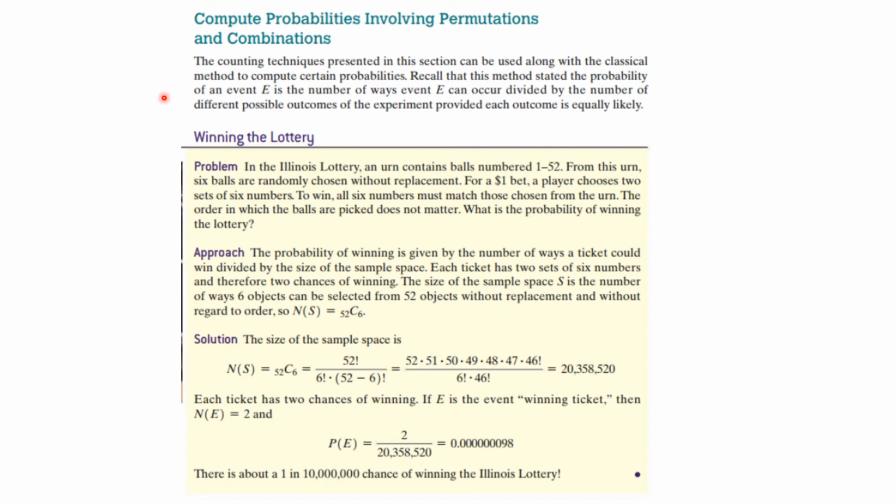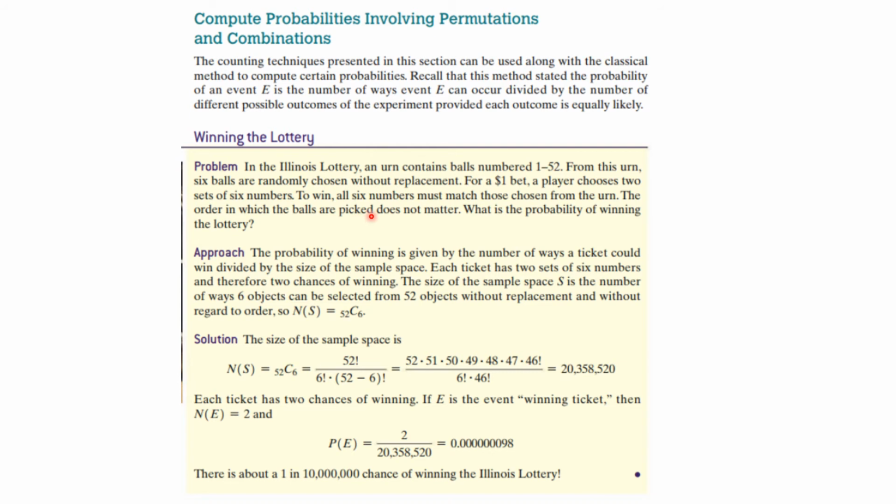Now we're going to take one last step, and we're going to use these counting techniques to compute probabilities, building upon what we learned before. So we're going to compute probabilities involving permutations and combinations. We're going to take the counting techniques presented here and use the classical method to compute certain probabilities. Recall that this method states that the probability of an event E is the number of ways that event E can occur divided by the total number of possible outcomes of the experiment, provided each outcome is equally likely. Let's look at an example.